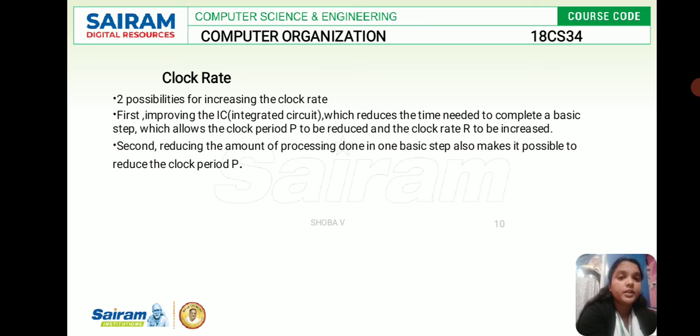We have two possibilities for increasing the clock rate. First, we have to improve the integrated circuit technology, which reduces the time needed to complete a basic step, which allows the clock period to be reduced and the clock rate to be increased. Second, we have to reduce the amount of processing done in one basic step, which also makes it possible to reduce the clock period. How much we can do depends upon the performance measures, so that we can choose the clock rate based on the performance.